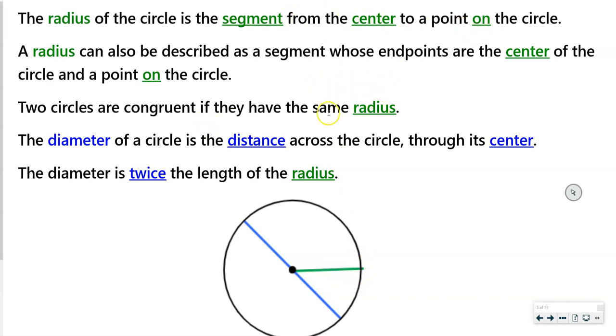Then two circles are congruent if they have the same radius. So if two circles have the same length of radius here, then they are going to be congruent circles. The diameter of a circle is the distance across the circle through the center. Okay, so it's from one side of the circle to the other, but it has to go through the center of the circle. Again, these are your two blanks, distance and center. And the diameter is twice the length of the radius. And why is that? Because you have two radii here. So obviously from the center to the side and from this center to the side, you have two radii, right? So that would be why the diameter is twice the radius.